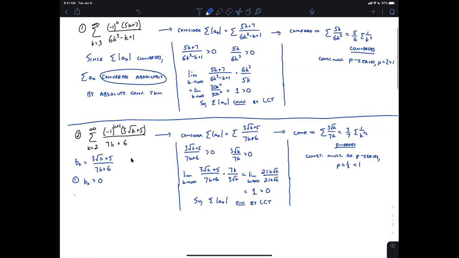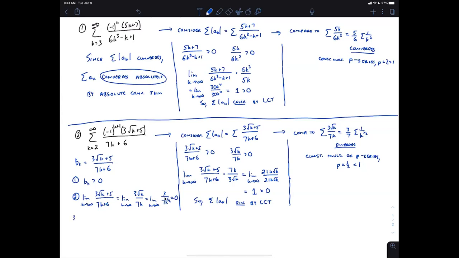The second condition is that the limit as K approaches infinity of BK is 0. Here, it takes a couple steps, and maybe you could just look at that and know that it's 0. I'm not concerned with you showing me every step here. If you can look at that and realize the biggest thing on top is smaller than the biggest thing on bottom, so I know it's going to 0, fair enough. But the limit of that is 0.